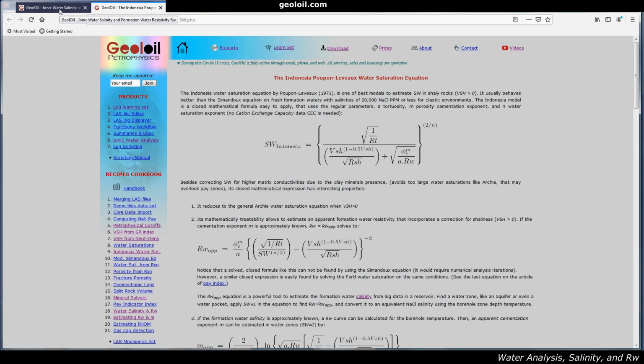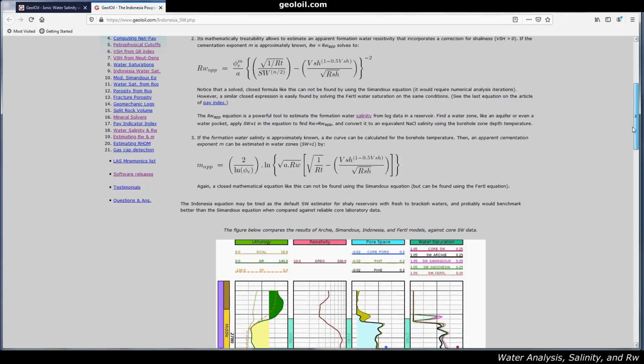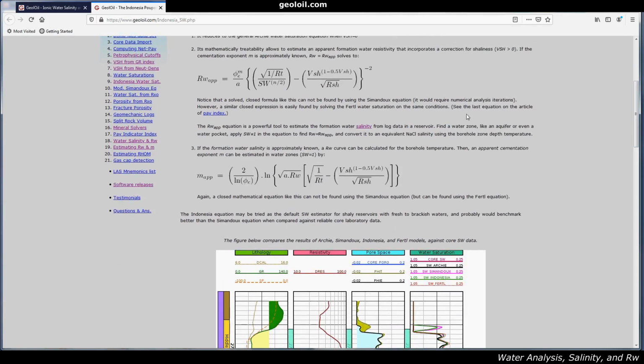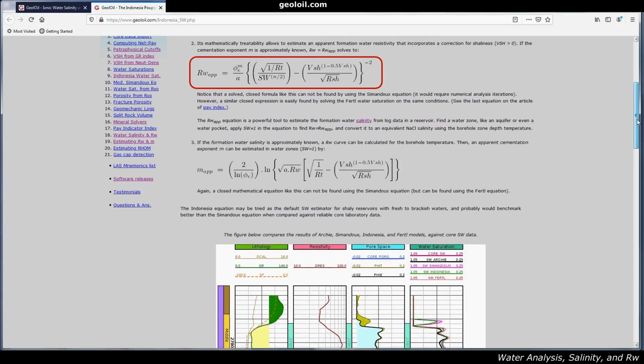But the original equation from Hingle, as well as the Pickett plot, requires that you have a completely clean rock, B shale equals 0. Not in this case, so we modify the equation slightly, and with this equation we get the apparent water saturation by the Indonesia equation to take into account a correction for B shale.